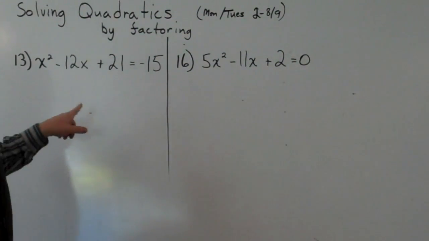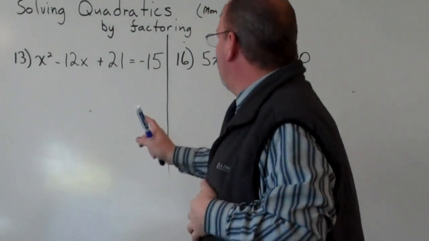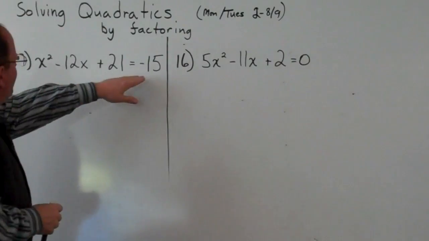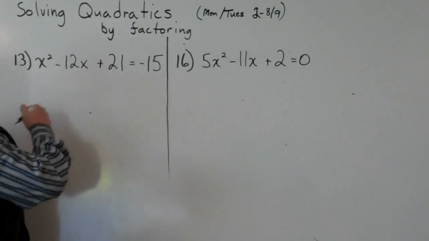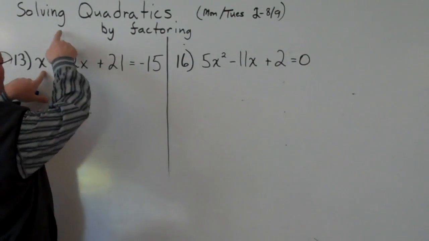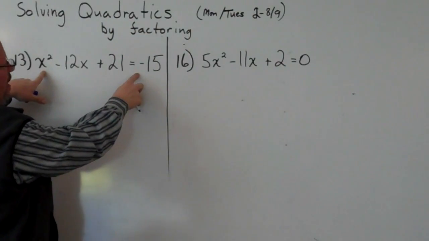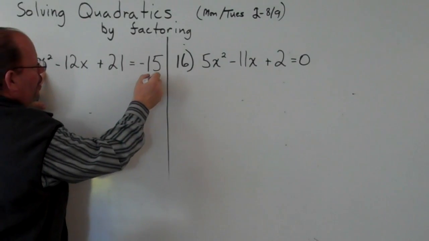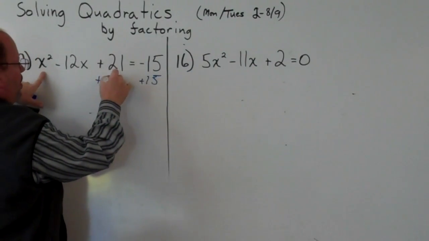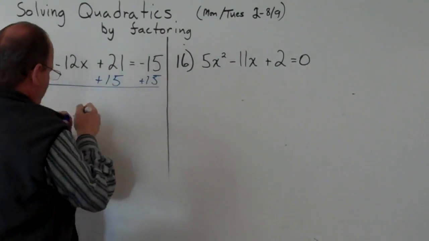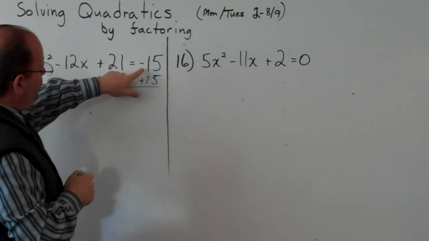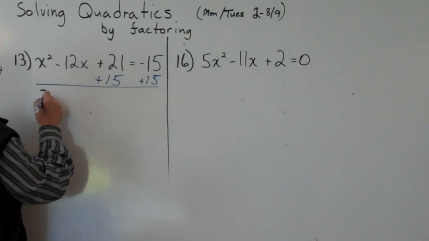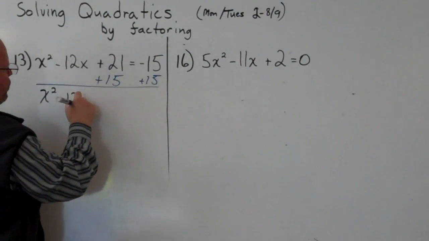Anyway, as promised, homework problem number 13, homework problem number 16. Number 13, we have one difference from what we were doing in class. Solving quadratics by factoring, this is not yet set equal to 0. So we can very easily have it set equal to 0 by simply adding 15 to negative 15 and also 15 to this side of our equal sign.